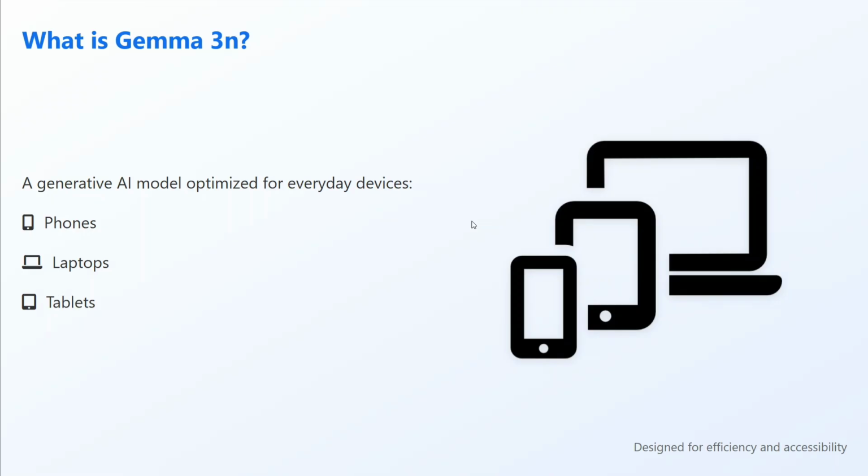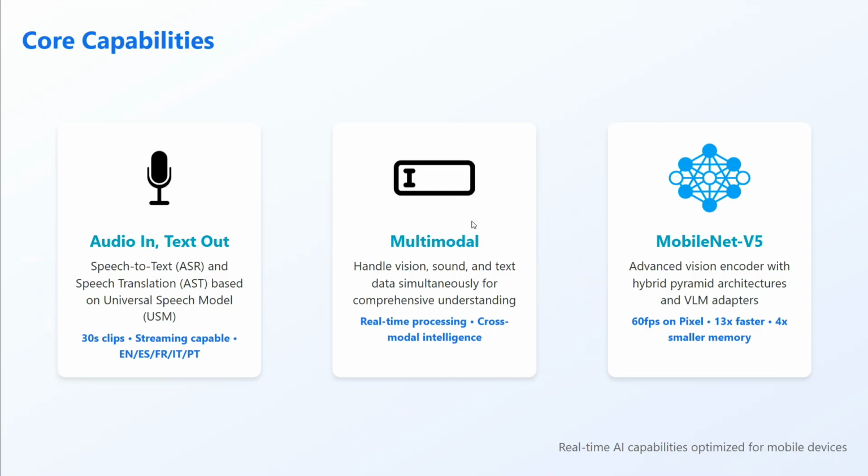So what is Gemma 3N? What does 3N mean? I don't know. I tried searching for it but I got nothing. A generative AI model optimized for everyday devices: phones, laptops, tablets. It can work on anything. Core capabilities, as mentioned, audio in, text out. So it by default supports speech to text ASR and speech translation also, which is the best part. 30-second clips it can support.